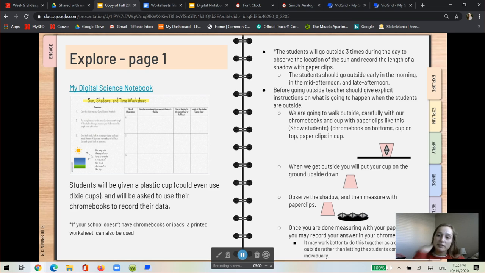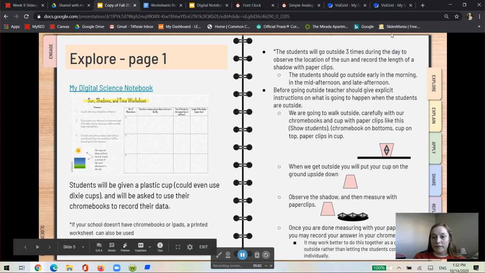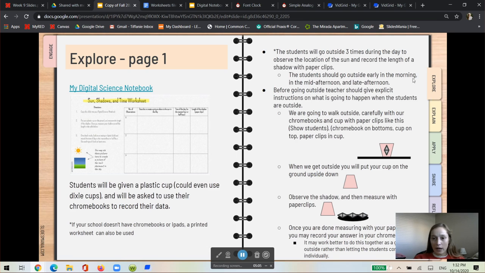Over here on the right side of the page, I have instructions explaining how the lesson will go. This is what I meant by the context of the lesson. And then I have that you should make sure you give explicit instructions. I thought this would also be really good for a substitute, because it is very clear on what the teacher is supposed to be telling the students.